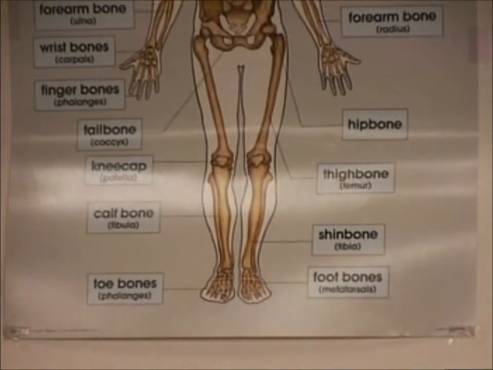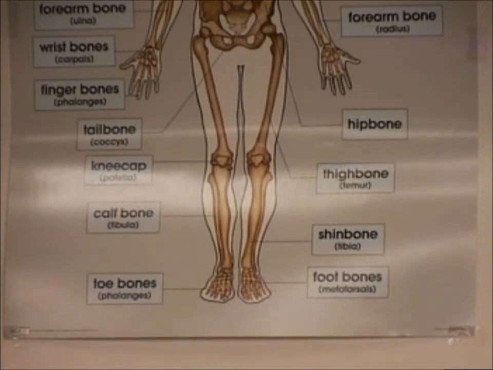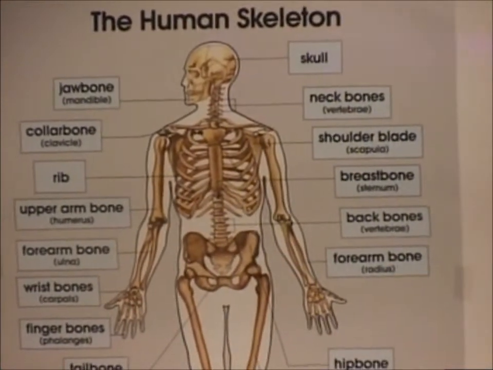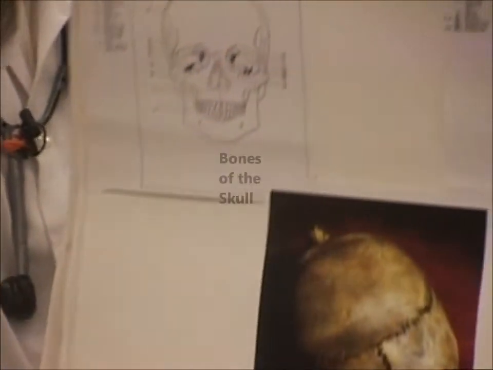Okay, I'm not going to sing. All the way down to the toes, right? Actually, there are quite a few bones in the feet and in the hands. So many bones in the feet and the hands. So Skelly, we're going to start out with some of the bones here. Let's start out with the bones of the cranium. So the cranium, we're talking about the skull, the bones of the skull.